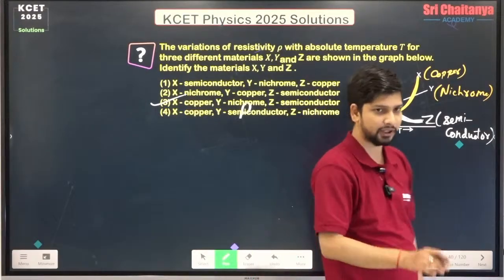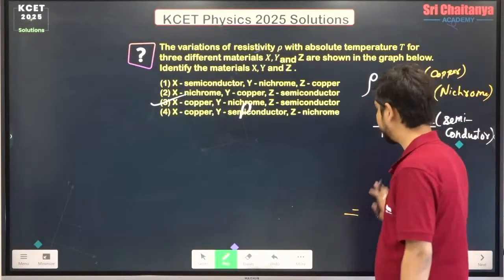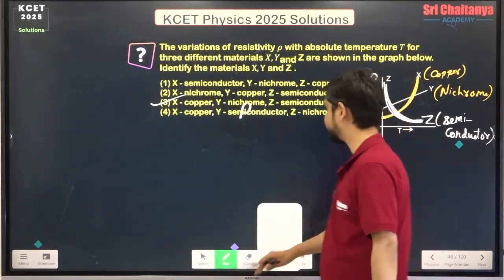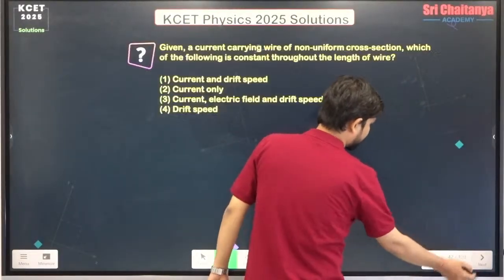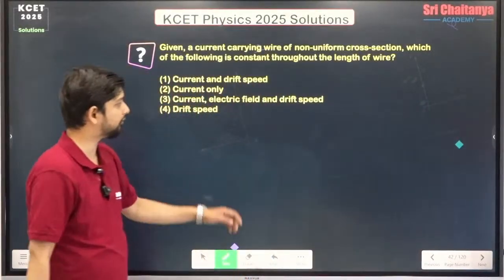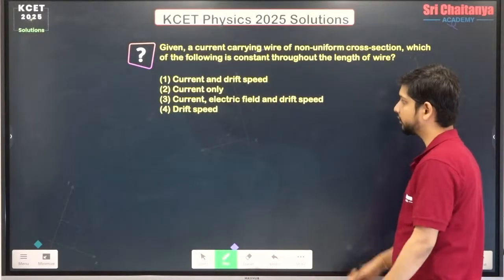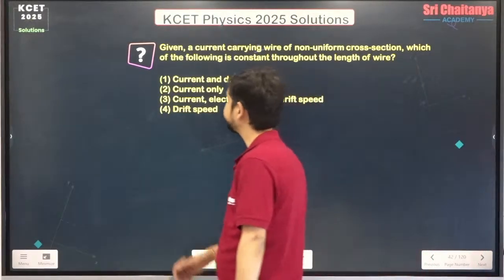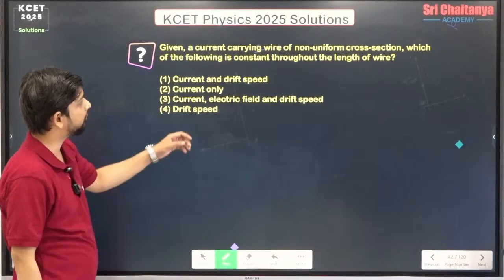So it is a very simple, direct question from the NCERT graph. Whenever you are doing preparation for a competitive exam, just go through the NCERT first. So here we have moved to the next question.